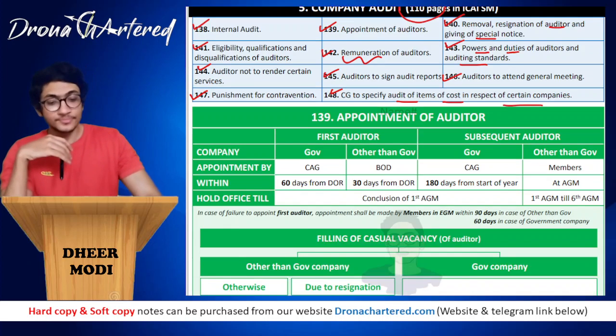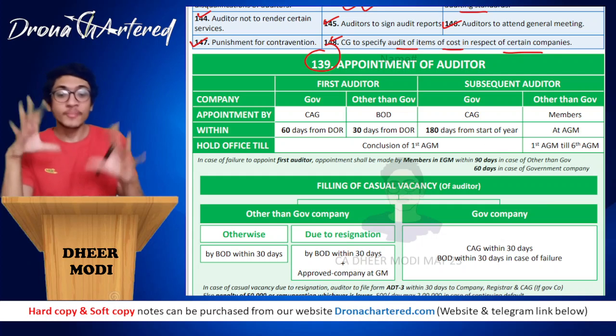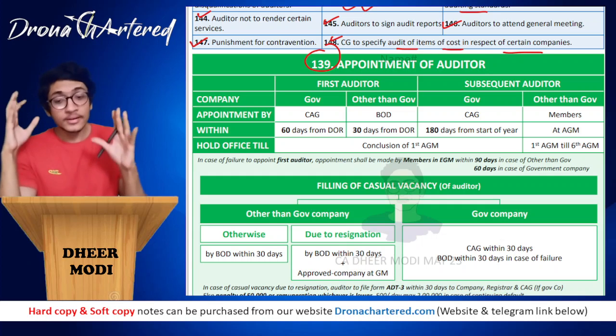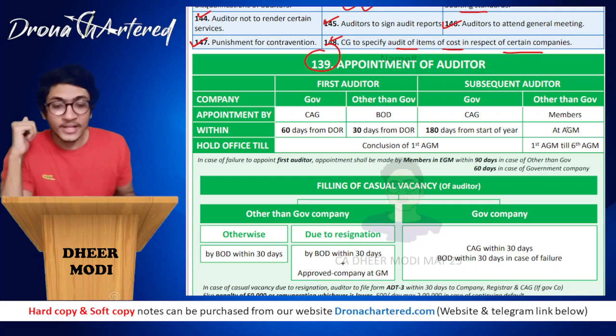So going by overview, next is your appointment of auditor, that is section 139. Your appointment of auditor, I have made this into a tabular format. Please learn this, very easy. I have made this; you check any faculty's note, you will find it bigger, and complete information is here.